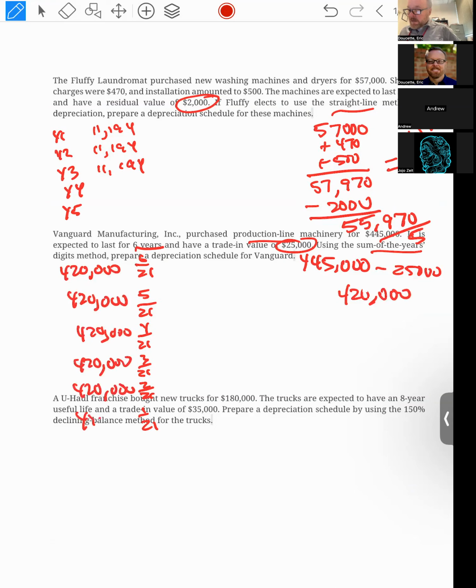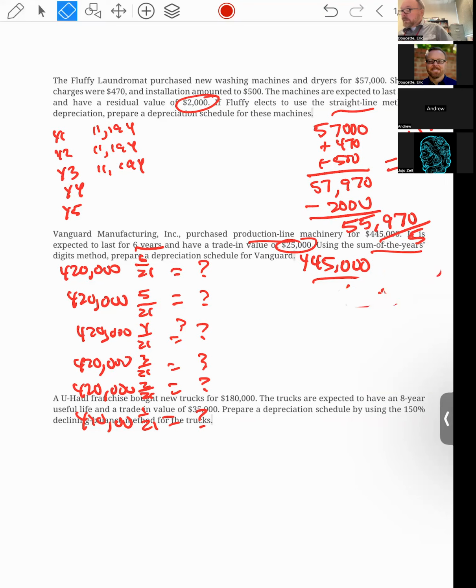And each time I do the math on that, it's going to give me the total depreciation for each year. And that would be deducted off the 445,000 all the way down. I'm not going to do the schedule again, but basically you would start there and then you would deduct the answer here from that, the answer here from the new total, the answer here from the new total.